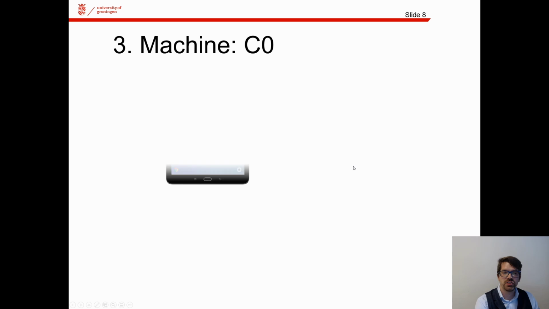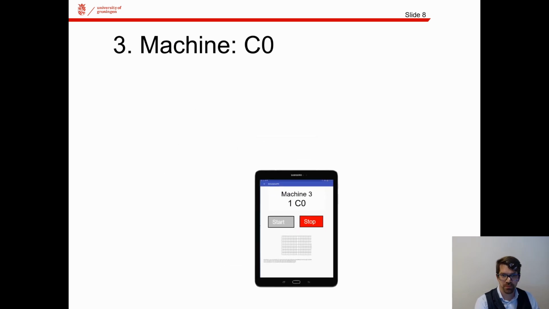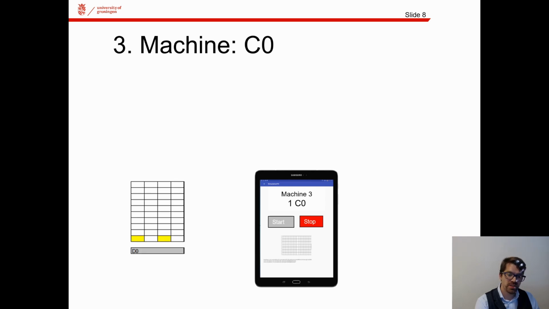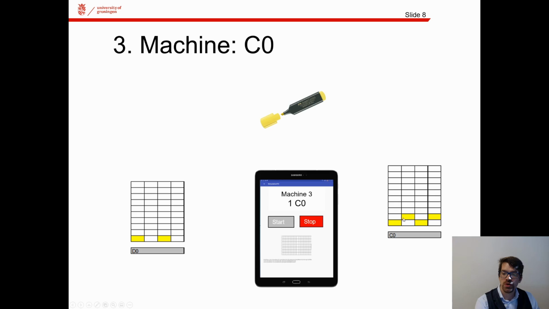And now we can continue in machine 3. Machine 3 produces C0. You can again see the production order. Please, machine 3 produce 1 C0. The input is E0. The equipment we need for the production process is again a yellow text marker. And we are going to highlight 2 cells again. And the resulting item is C0.